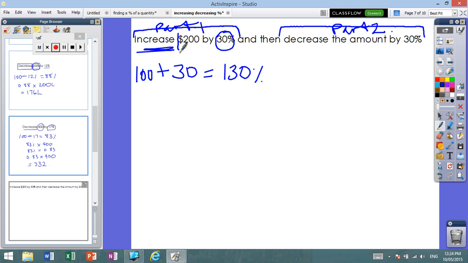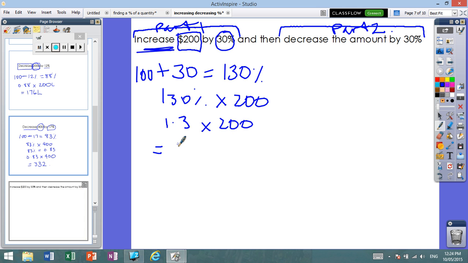What are we finding it out of? Out of 200. So we've got 130% of 200. So that is the same as 1.3 times 200. So we need to get a number larger than 200. And when we put it into our calculator, 1.3 times 200 gives us 260.